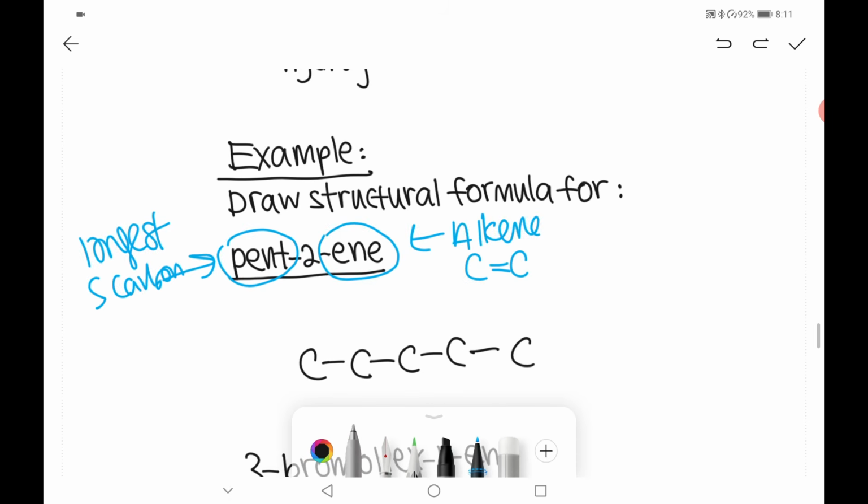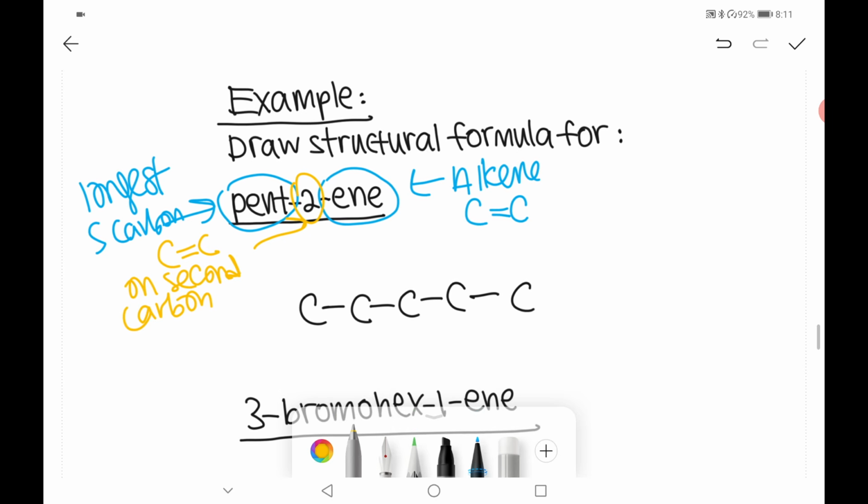What is the number at the back here? 2. Number 2 here means the carbon double bond is on the second carbon. When you see 2 at the back, the double bond is on the second carbon. Now you can decide yourself: you can count from the left or from the right. Let's say if you count from the left, this is the second carbon, so you put the double bond on the second carbon like this.